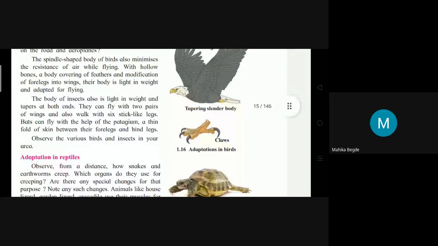Then adaptation in aerial animals. Their body is spindle shaped so that it can minimize the resistance of air while they are flying. They have hollow bones and the body is covered with feathers. What modification has been done in them? The forelegs are converted into wings. Their body is light and their weight is very low so that they can easily fly into the sky.